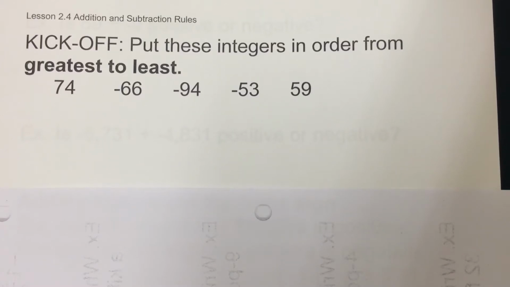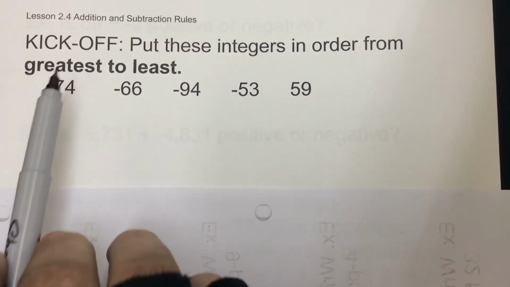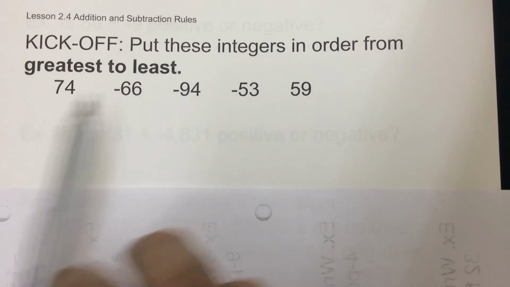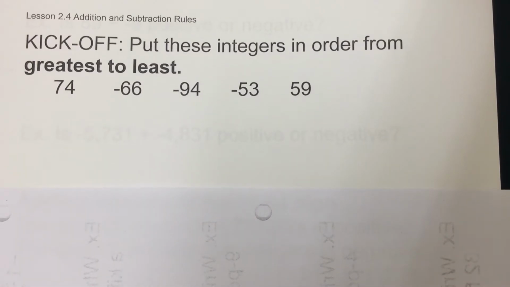All right, so lesson 2-4. Addition, subtraction rules we're going to be getting into, but first off, tying back to last lesson with comparing, ordering integers, put these in order from greatest to least. Again, pay attention to those directions. Here they want greatest to least, sometimes we'll want least to greatest. Make sure you're following that there.